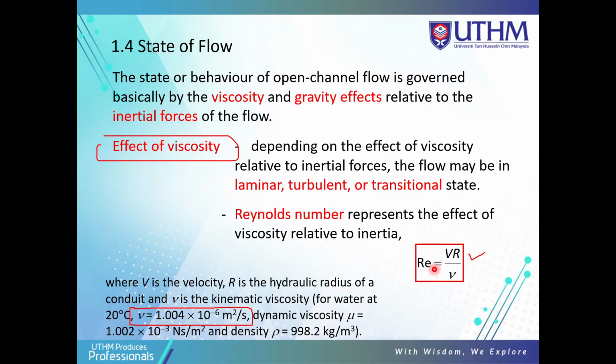Reynolds number is equal to V, the velocity, times R, the hydraulic radius, divided by the kinematic viscosity. V is the velocity, R is the hydraulic radius of a conduit, and ν is the kinematic viscosity for water. Use this equation to know the state of flow, whether it's laminar, turbulent, or transitional.